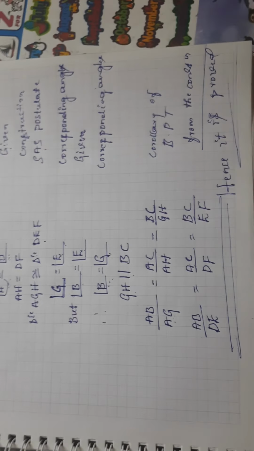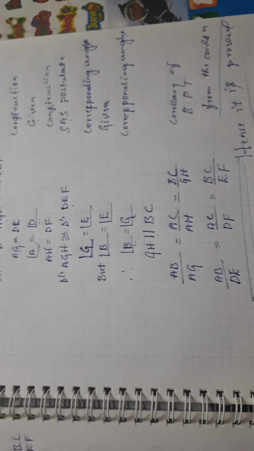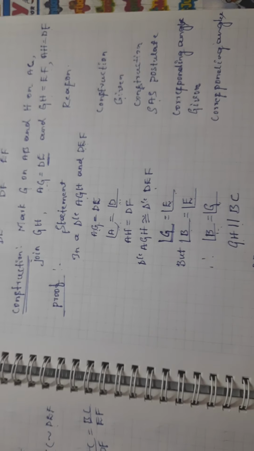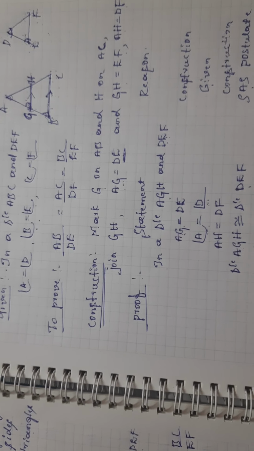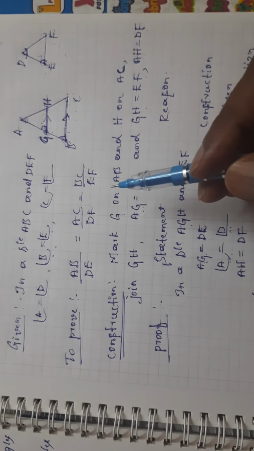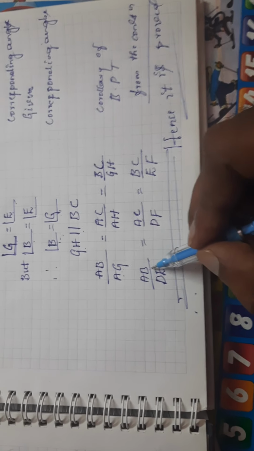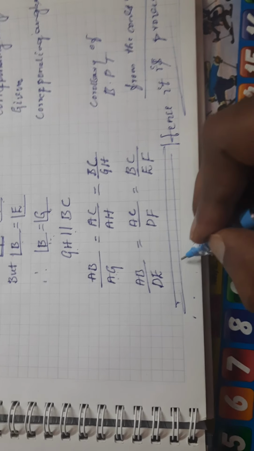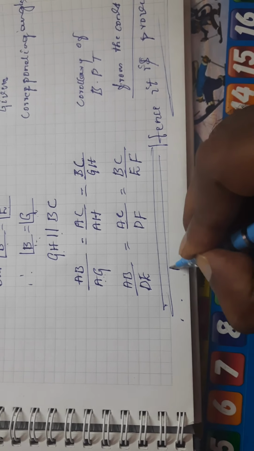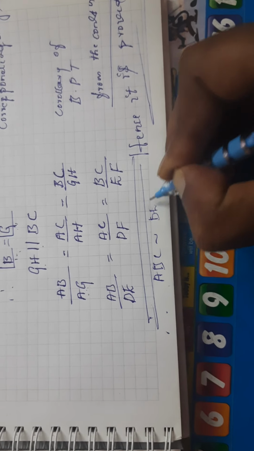Now this is a very important theorem for the final exam. They may ask it many times in the final exam. I will repeat briefly once again. Lastly, the corresponding sides of the two triangles are in proportion. These two triangles are similar, that is triangle ABC is similar to triangle DEF.